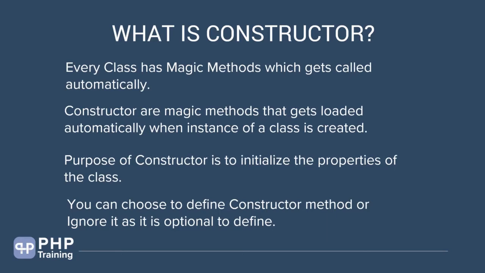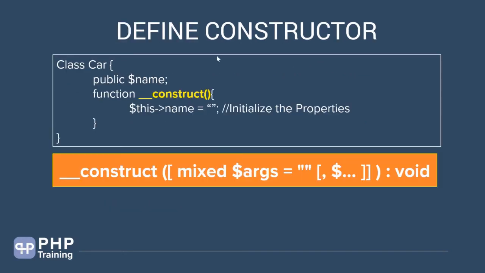Okay, so let's look at an example of how a constructor can be defined. How to define a constructor? You have a Car class and you have a property name. The way you define a constructor is like this: __construct is the keyword, and then you define that function. You have to use the same name and same notation. You cannot write something else and call it a constructor.